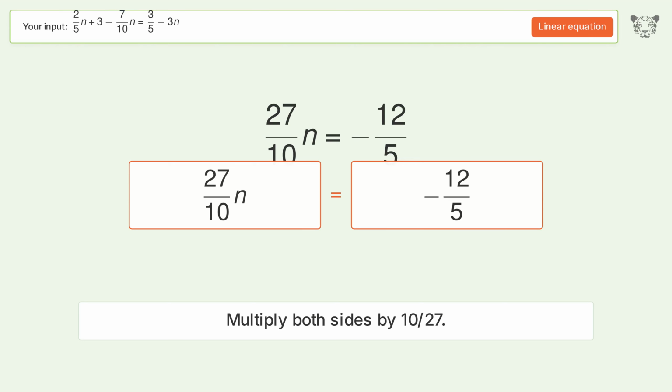The variable coefficient is 27/10. Multiply both sides by its reciprocal, 10/27, so the coefficient becomes 1.